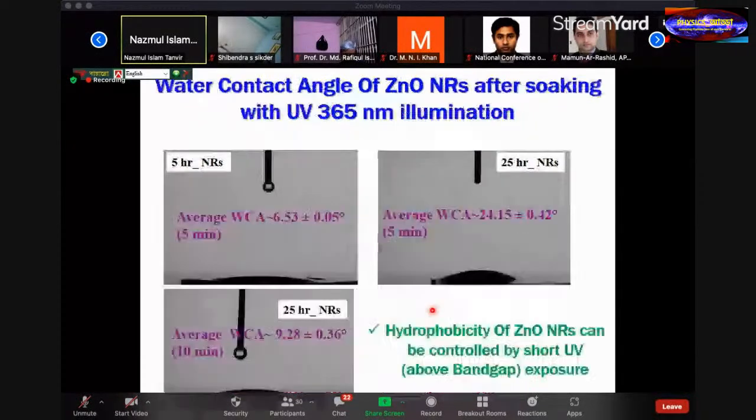And next, the water contact angle of zinc oxide after soaking with UV 365 nanometer illumination. This is the water contact angle of zinc oxide NRs after soaking with UV illumination, for 5 minutes for 5 hours zinc oxide, this is for 25 minutes, and this is for 10 minutes for 25 hours. From the water contact angle analysis, we can see that the hydrophobicity of zinc oxide NRs can be controlled by illumination with UV light above the band gap energy of zinc oxide.